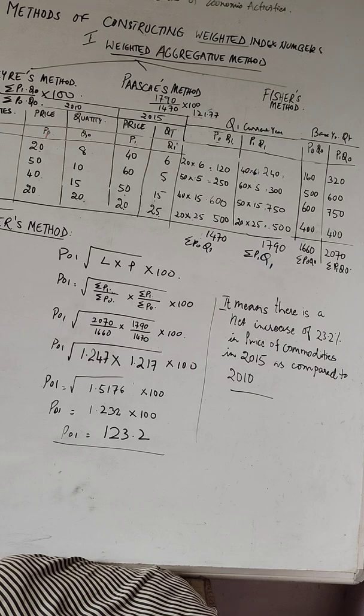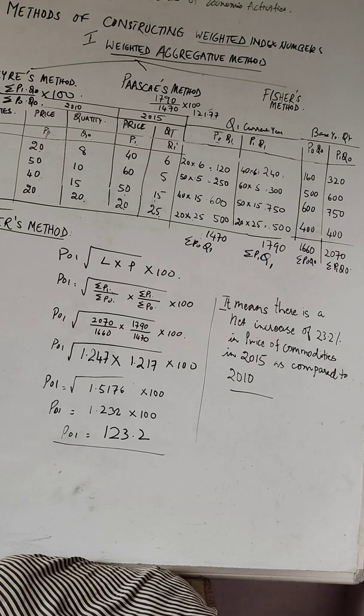So there are simple and weighted methods of constructing index numbers. In simple, all the commodities are of equal importance. In weighted, weights are given to various commodities depending on their importance, as some are more important than others. And in weighted there are two methods: the weighted aggregative method and the weighted average of price relative method, which we'll be doing in the next class.